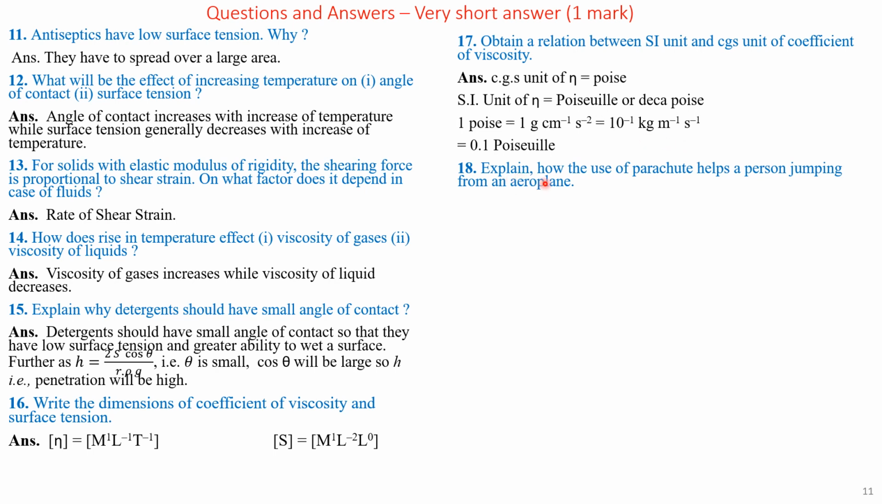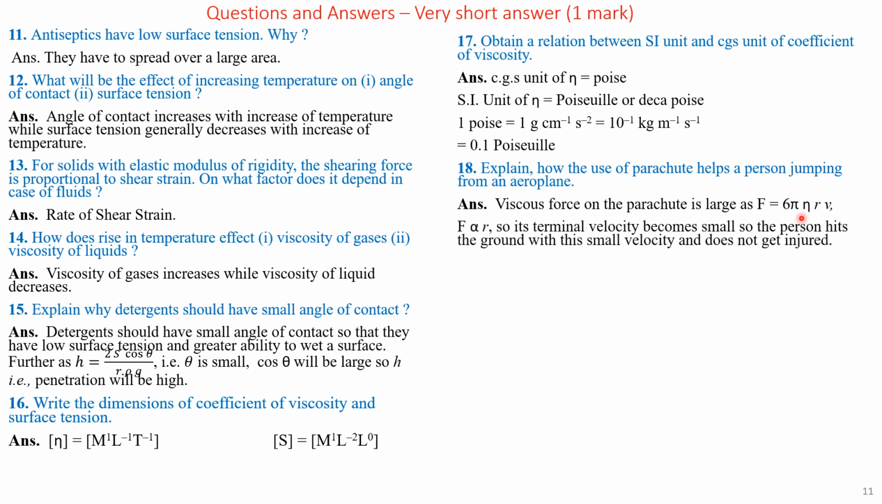Question number 18. Explain how the use of a parachute helps a person jumping from an aeroplane. Viscous force on the parachute is large as F is equal to 6 pi eta R V. That is, F is proportional to R, so its terminal velocity becomes small. So the person hits the ground with this small velocity and does not get injured.